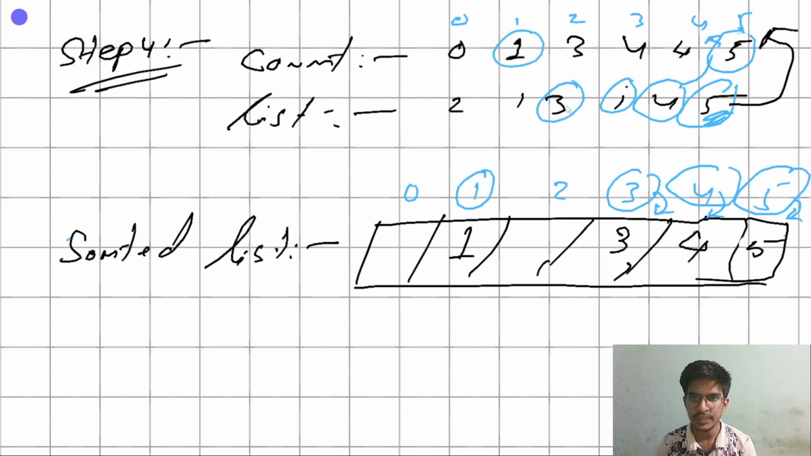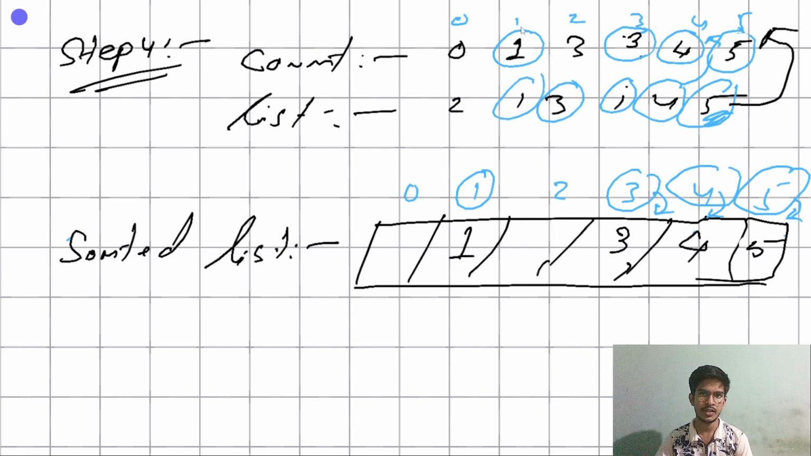Now 3. So 3 will refer to here, in this one, and this 4 minus 1 is 3. It will store 3, and it will decrease by 1. So it will be 3. Okay, 3. So now it will be 1 again.